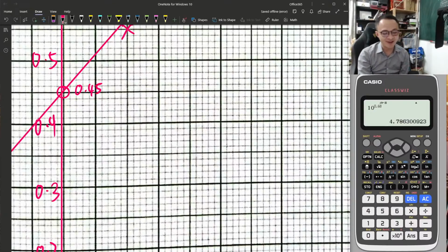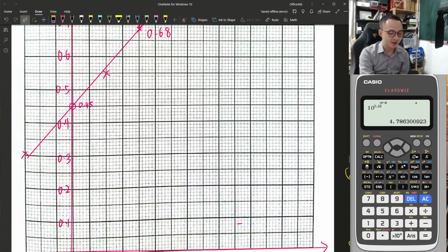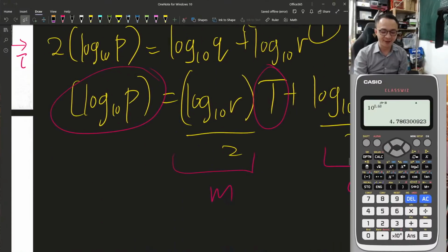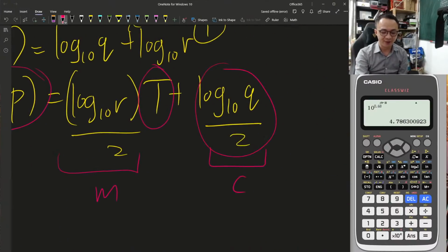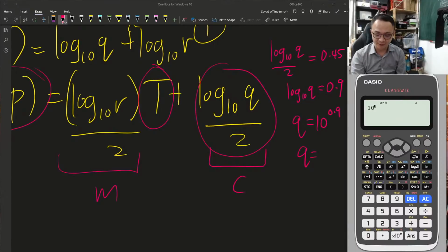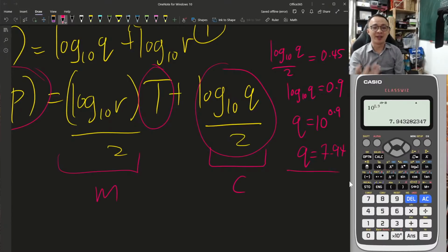So if this one is the c value, then it's not hard to get, right? So I go back to here. What is my c? My c is this one, isn't it? So therefore, log 10q over 2 equals to 0.45. So log 10q equals to, times 2, is 0.9. So q is 10 power of 0.9. Then I can get my q easily. So it's about 7.94. Okay, done. Found my q here.